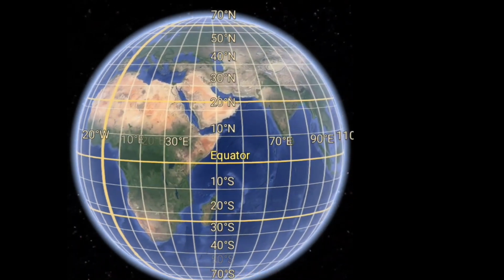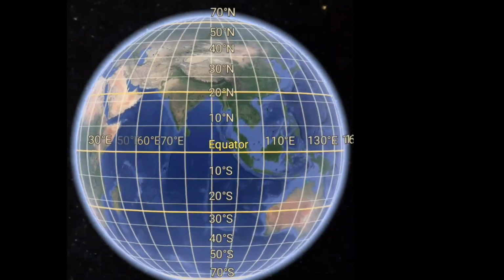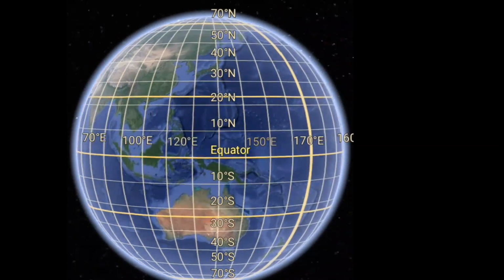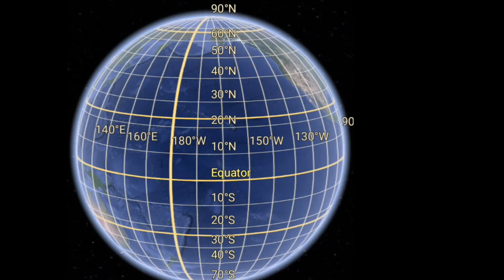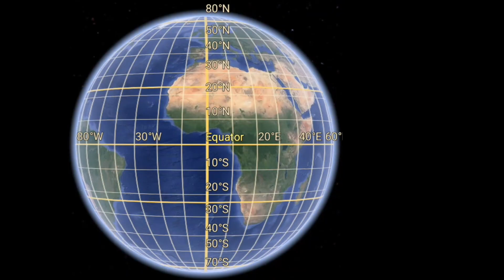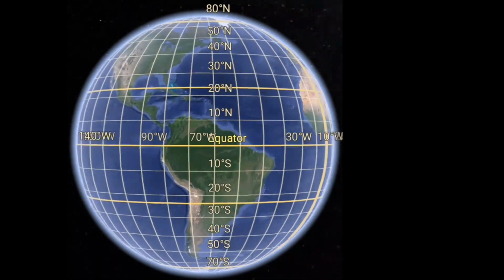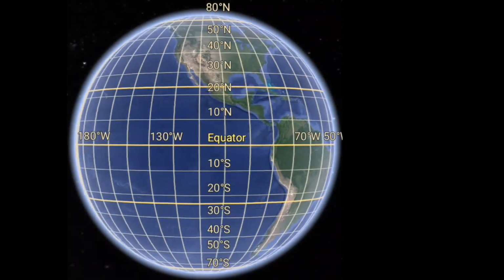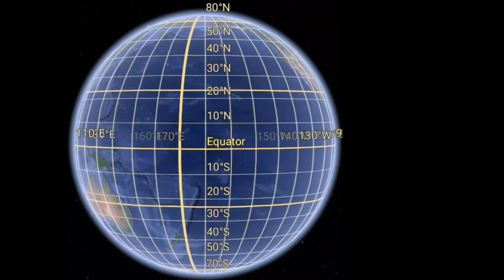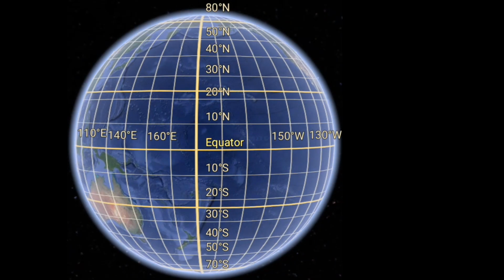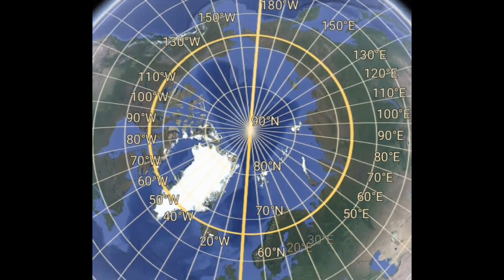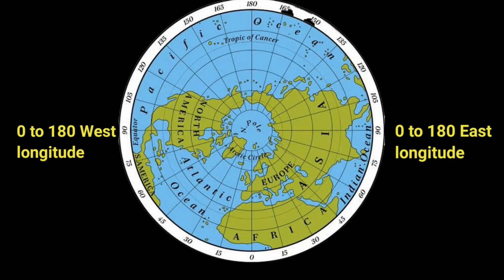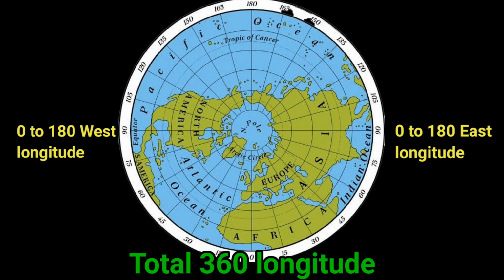There are 179 lines of longitude to the east of the Greenwich meridian, such as the 5 degrees east longitude, 10 degrees east longitude, 15 degrees east longitude, 100 degrees east longitude, and so on. Similarly, to the west, there are 179 lines of longitude, and they are referred to as the 5 degrees west longitude, 10 degrees west longitude, 15 degrees west longitude, and so on. Right behind the Greenwich meridian is a line of 180 degrees longitude. All these lines combined make a total of 360 lines of longitude.